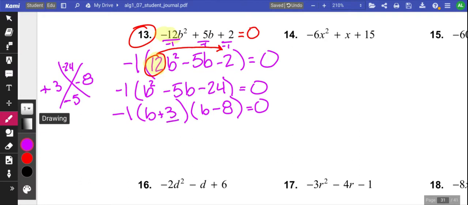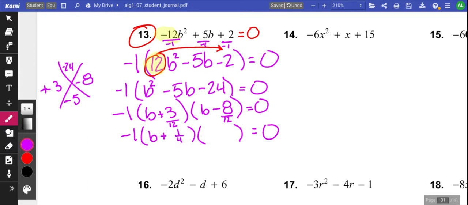So let's do that here. I've got 3 divided by 12 and 8 divided by 12. I've got 2 little fractions now that I'm going to go ahead and simplify. Negative 1 on the outside still. I have b plus, divide each of these by 3, I'm going to get 1/4. And then b minus, my signs are going to stay the same, so divide each of those by 4, and I get 2/3. And again, you don't want to leave this in fraction form.